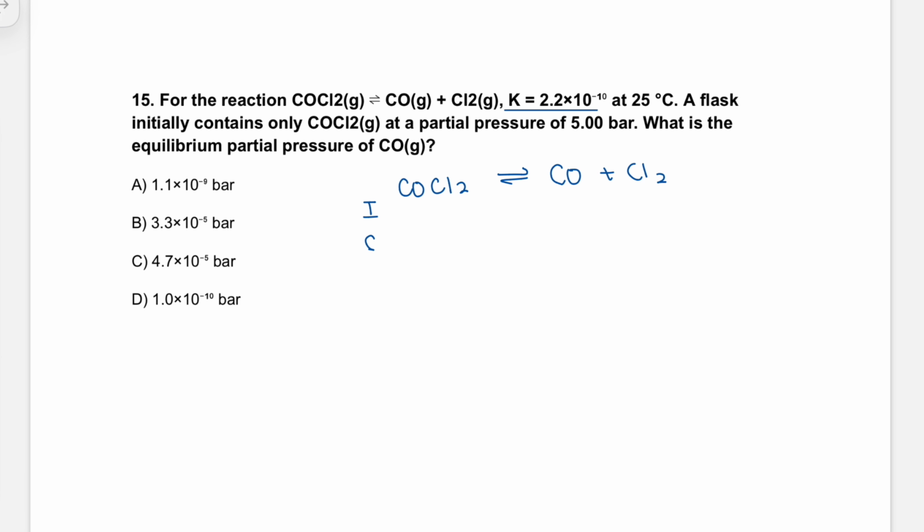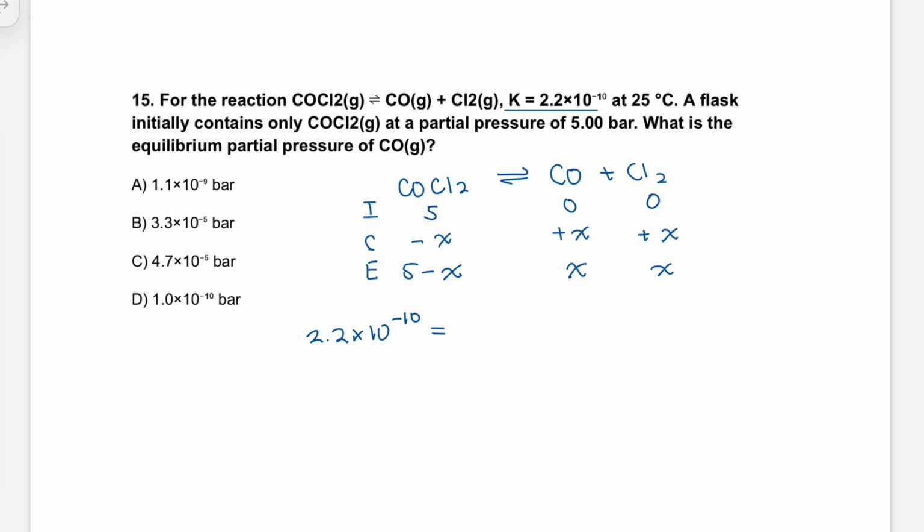So we have initial, change, and equilibrium. So initially we have 5 bars of COCl2, and it contains only this, so we have 0 amount of the other 2 products. And the change is going to be minus x, plus x, plus x. And then equilibrium is 5 minus x, x, and x. So what we do now is we know the K value is 2.2 times 10 to the negative 10.